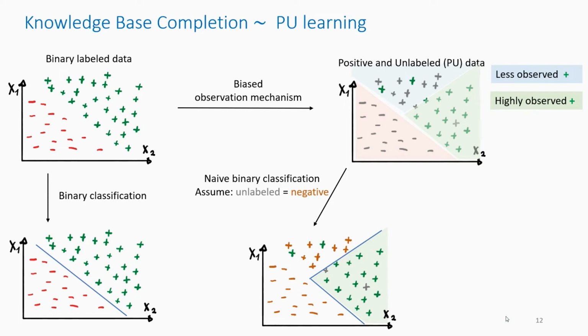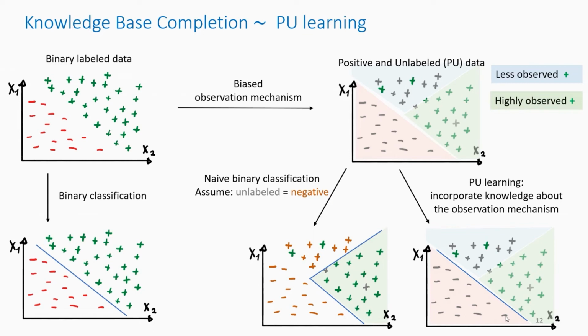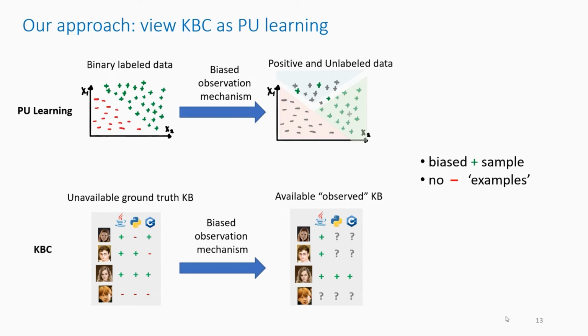However, we might have some domain knowledge available about these two different positive regions. Then, what PU learning does is incorporate this domain knowledge to mitigate this bias observation mechanism to learn the correct concept. So what we propose is to view knowledge-based completion as PU learning. They both start from an unavailable ground truth containing fully labeled data to which a bias observation mechanism is applied. So the data that is available to us is a biased positive sample from all positive examples, and no negatively labeled examples are available.